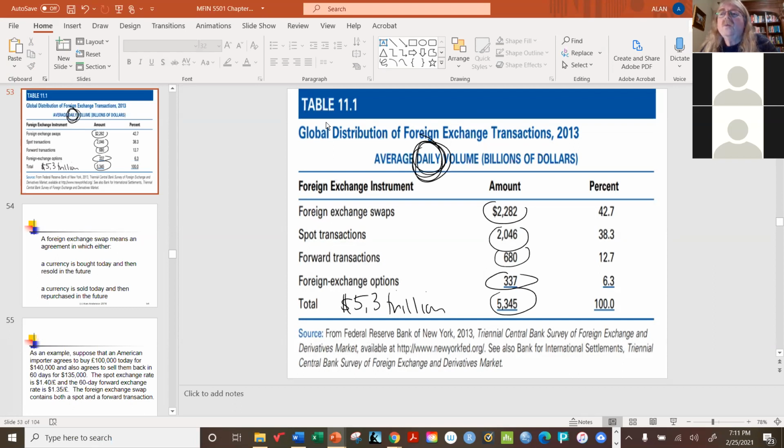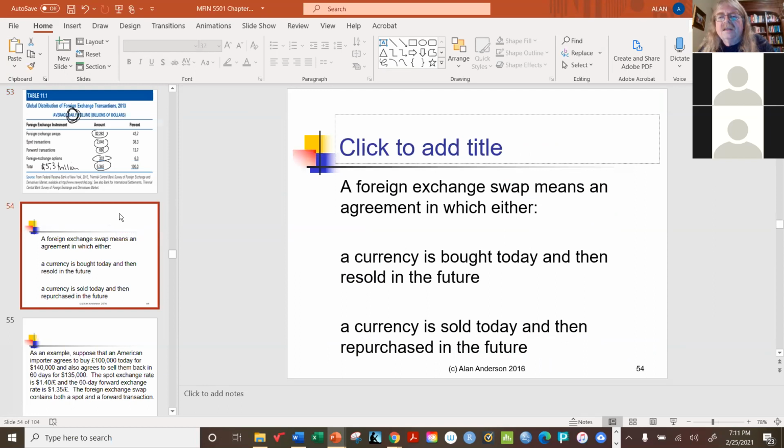Because this is way, way more than the world volume of trade. Only a very small percentage of this is being done to finance imports and exports. The rest, what's going on? Why are all these funds floating around like this? Well, we're going to try to answer that question in a couple of different ways. But in the meantime, you can see the sheer volume of this market is just astronomical.